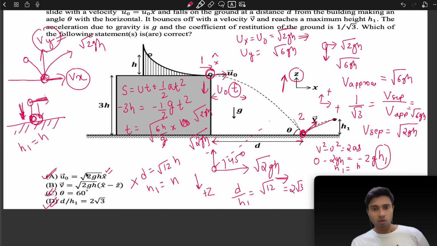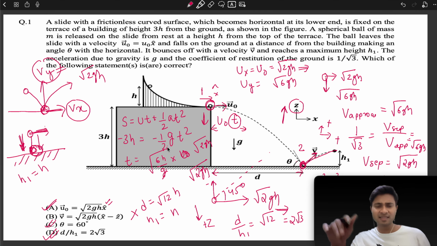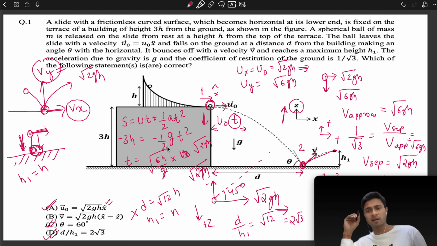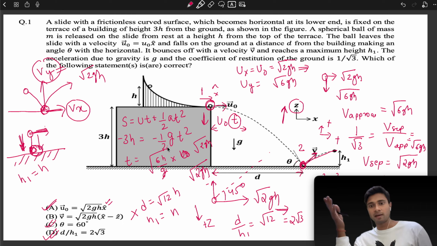Okay, so I hope you guys enjoyed the solution, and this was pretty easy. We just have to do the normal calculation and be aware of the considerations, like in which direction we are taking positive and in which direction negative. This question was very simple. We did energy conservation and we just applied the normal uniform acceleration equations.